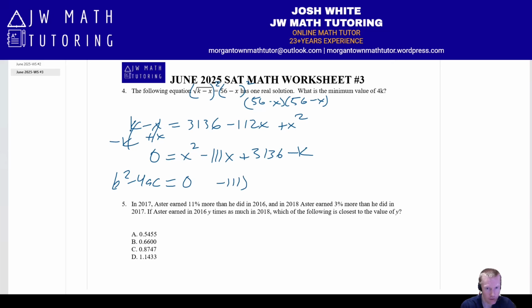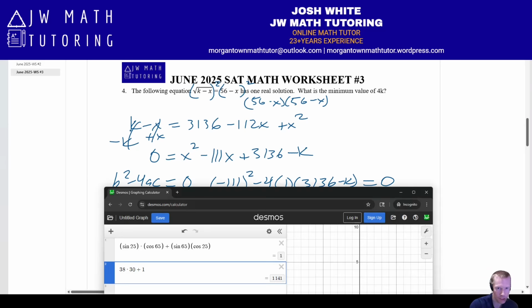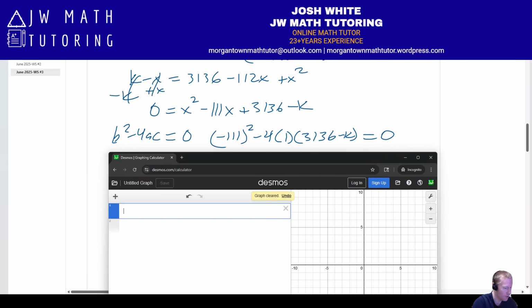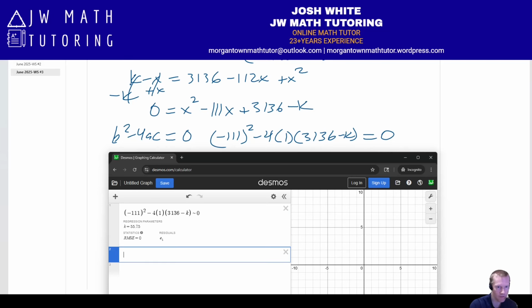So we're going to have negative 111 squared minus 4 times 1 times 3136 minus k, and we set that equal to 0. I'm not going to bother solving this by hand because I can just go to Desmos and I can just type in a regression statement to get the answer. Minus k tilde 0. Okay, so that's the value of k, but notice the question doesn't want k.